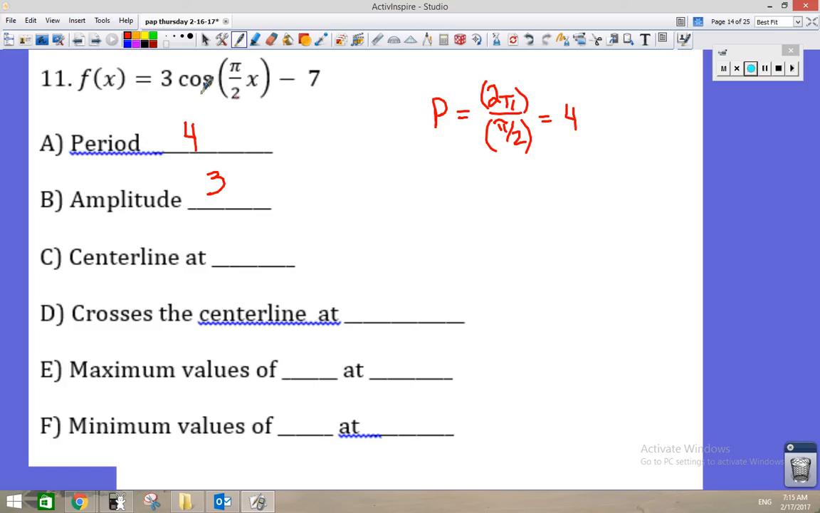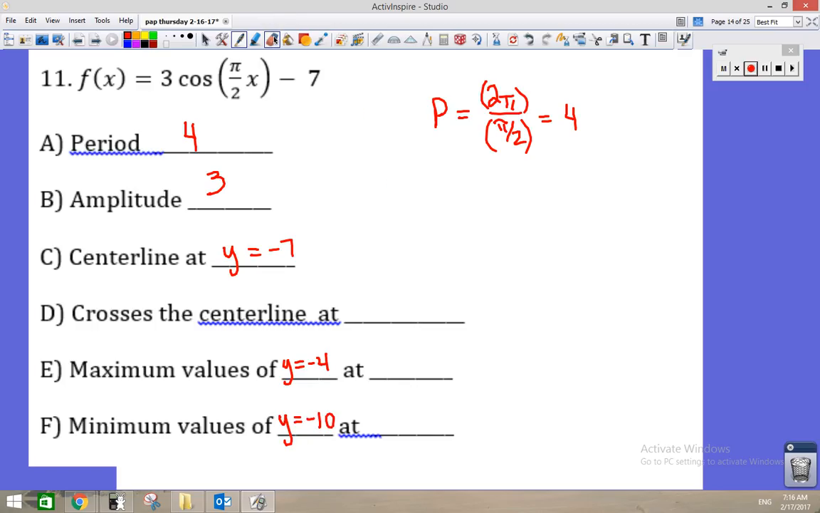The center line is the vertical shift of the graph of the basic parent function. That -7 is a vertical shift down 7 units. If we have a center line at -7 and an amplitude of 3 units above the center line, you'll be at your max. So -7 plus 3 is -4. And 3 units below the center line, you'll be at a min. -7 minus 3 is -10.